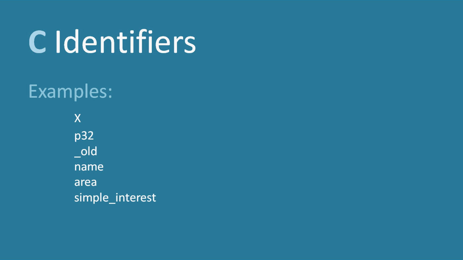The next are identifiers. Identifiers are names that are given to various program elements such as variables, functions, and arrays. The identifiers consist of letters and digits in any order, except that the first character must be a letter. The underscore character can also be included because it's considered as a letter and is often used in the middle of an identifier to separate meaningful words, as you can see in the last example, simple underscore interest.